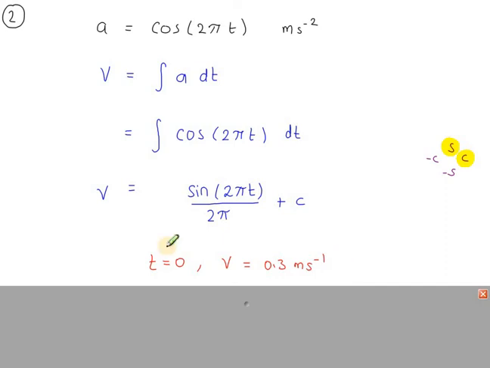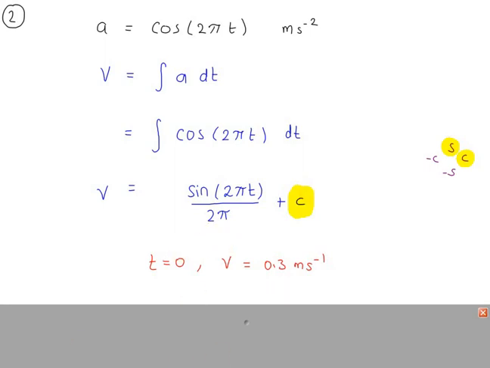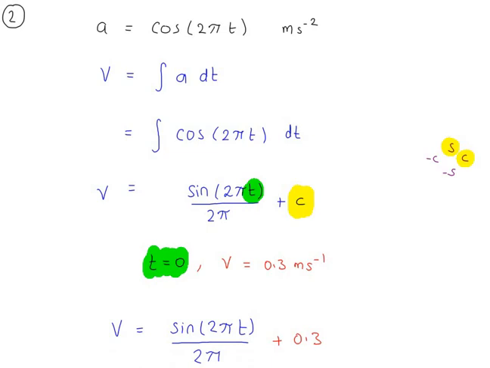We're given some conditions. When t equals 0, so initially the velocity was 0.3 meters per second, so this is given. We can substitute these values in to work out the value of c, our constant of integration. And if we substitute in t equals 0 into here, we get sine of 2 pi times 0. The sine of 0 is 0. So v equals 0.3 goes here. This term is 0, that means our constant is equal to 0.3, so we get this.